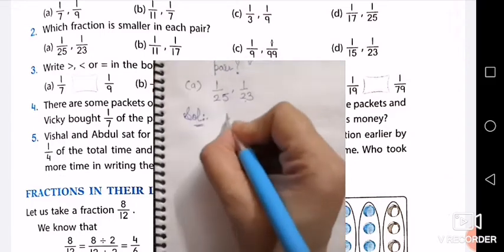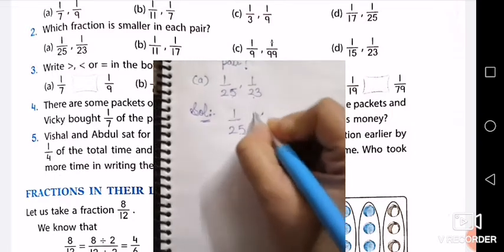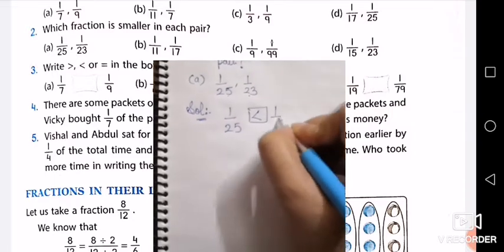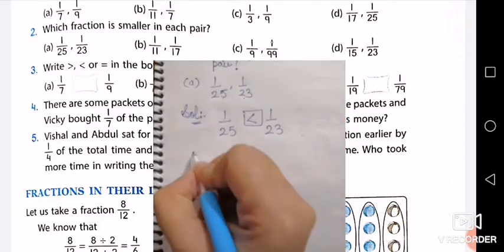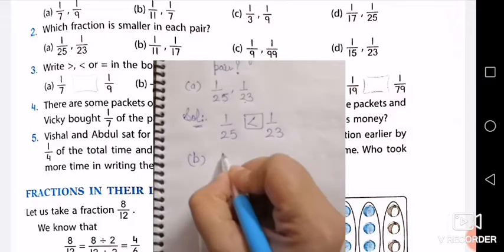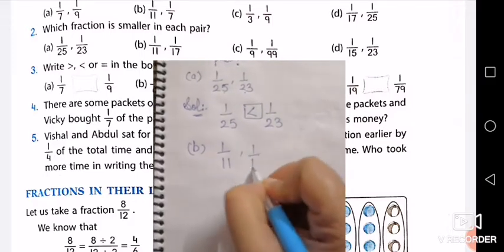So here 1 by 25 is smaller than 1 by 23. Remember this rule, and this rule will only help you. You can write like this, or you can write in words also.